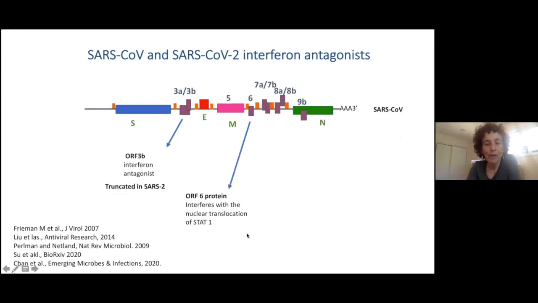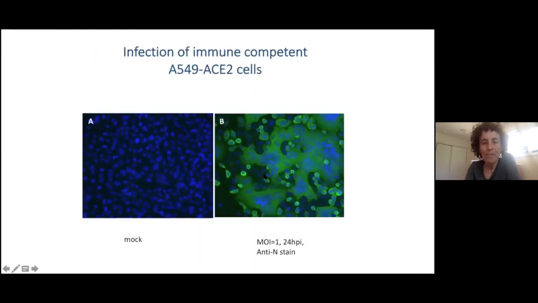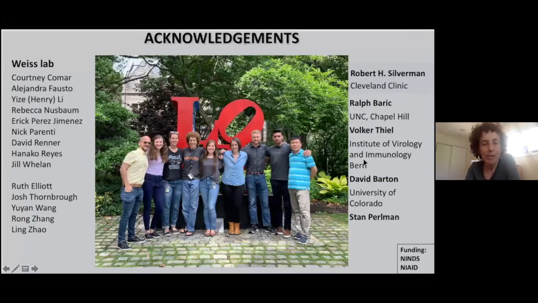I was just going to mention, there's a completely different set of proteins in SARS-CoV-2, which we're beginning to work on. And these are the cells we're using. These are incredible syncytia produced by SARS-CoV-2 in the presence of ACE2 expression in A549 cells. And this is the model we're using. And I will stop there.